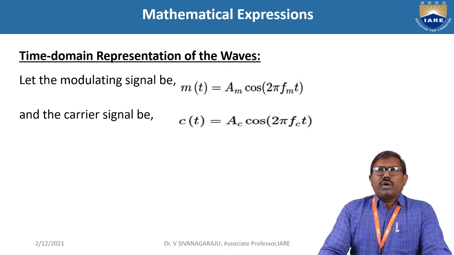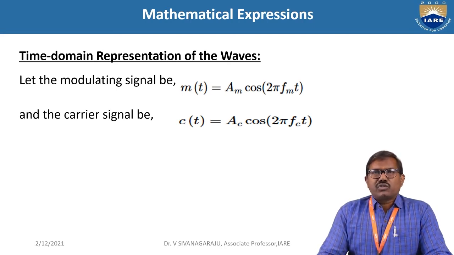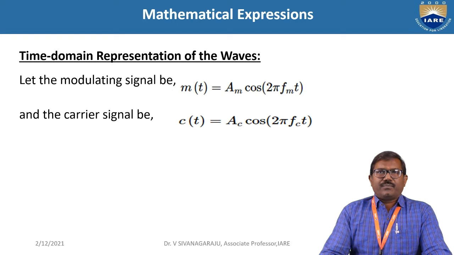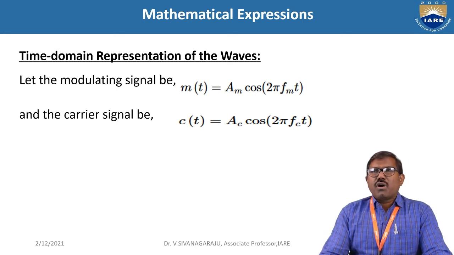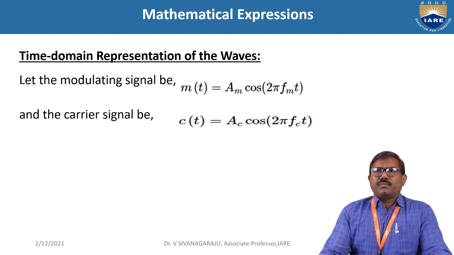So now we are going to a representation of waves in the time domain. We require a modulating signal, which is nothing but the message signal, m of t. m of t is equal to Am cos 2 pi fm t. Am is the message signal amplitude or modulating signal amplitude. fm is the frequency of the modulating signal.